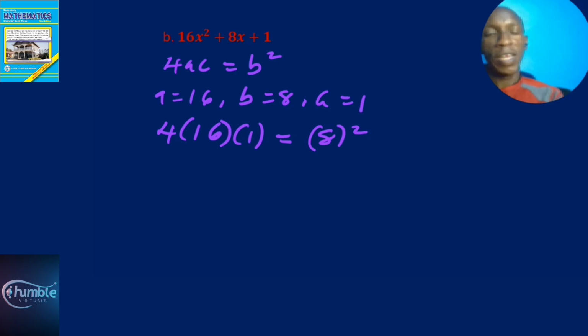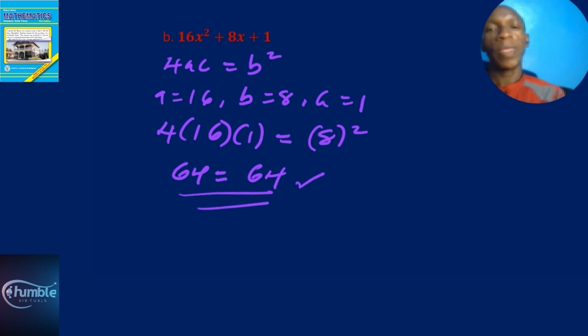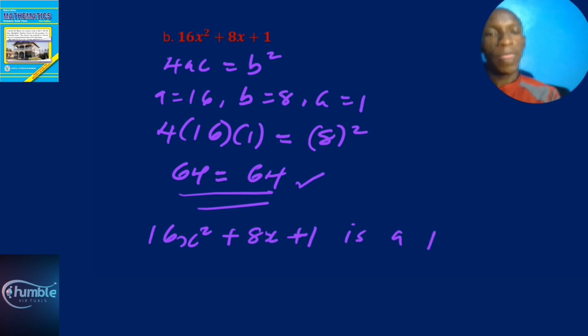So therefore we shall have 4 by 16. And what is the value of 4 times 16? We get 64, by 1 is 64. Is it equal to 8 squared? 8 squared is also 64, and that is true. So that means that 16x squared plus 8x plus 1 is a perfect square.